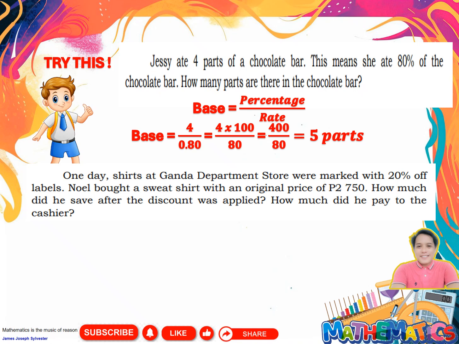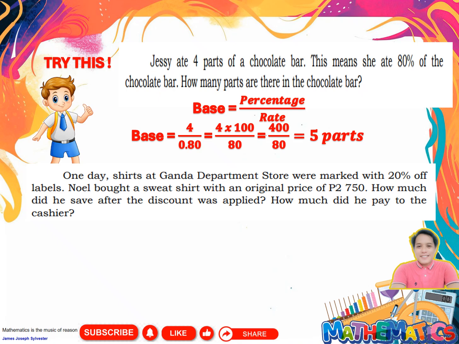Our percentage in the given problem is 4 parts of a chocolate bar, divided by the 80%. In fraction form, 80% is 80 over 100 or 0.80. When we take the reciprocal of this 80 over 100, it becomes 100 over 80. That's why we multiply 4 times 100 divided by 80, equal to 400 divided by 80. So when we have 400 divided by 80, we have 5 parts of the chocolate bar.